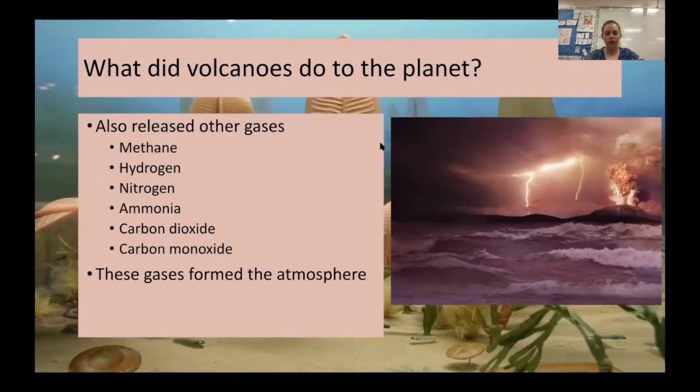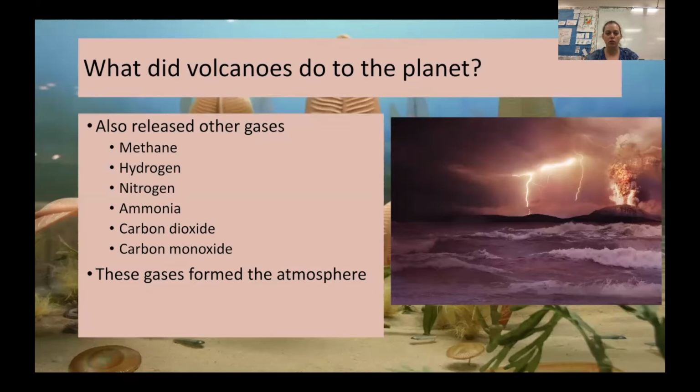In addition to water vapor, these are some of the other gases that volcanoes released on our planet. Methane, which has the chemical formula CH4, and actually is a potent greenhouse gas, has 23 times the global warming power of carbon dioxide. We just can control our production of methane a little bit more than we can carbon dioxide, and we don't produce as much of it. So you don't hear about it as often, but it is a powerful greenhouse gas.